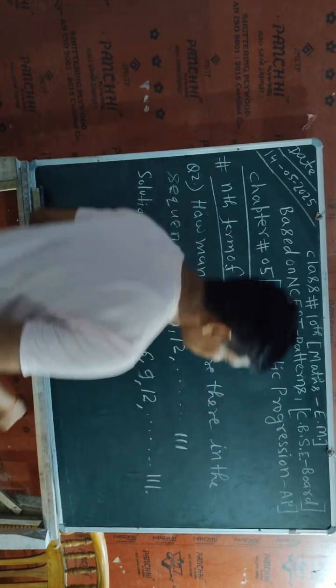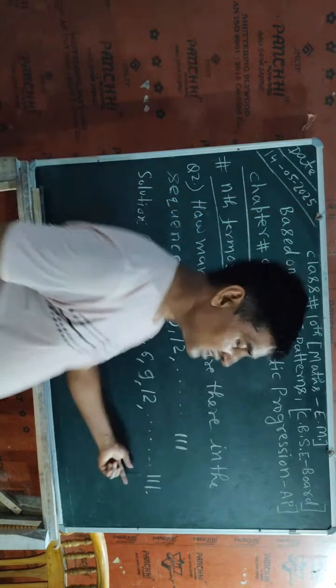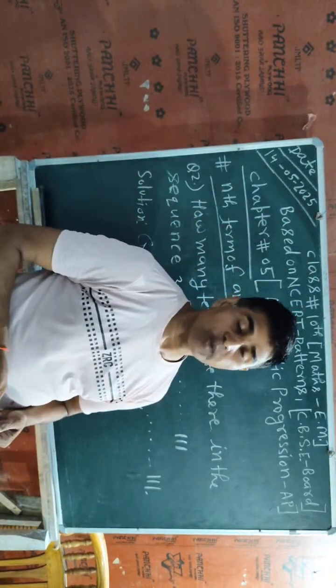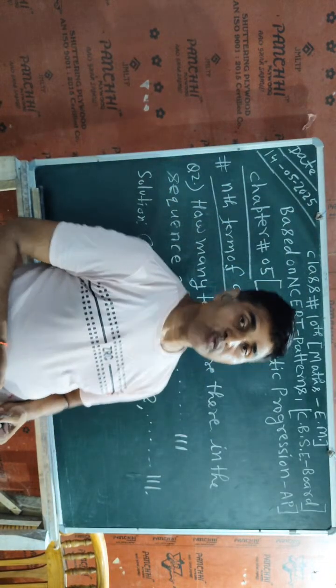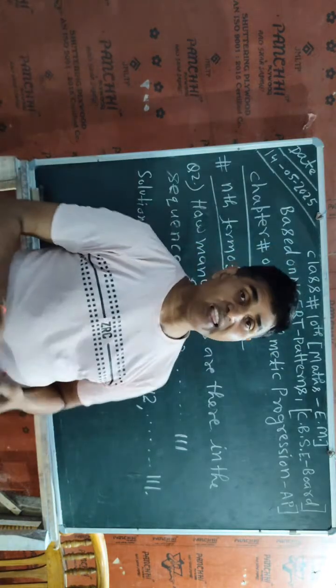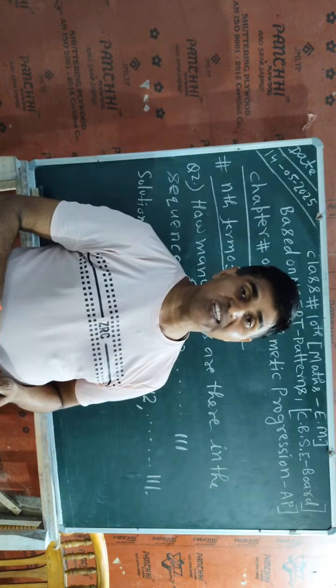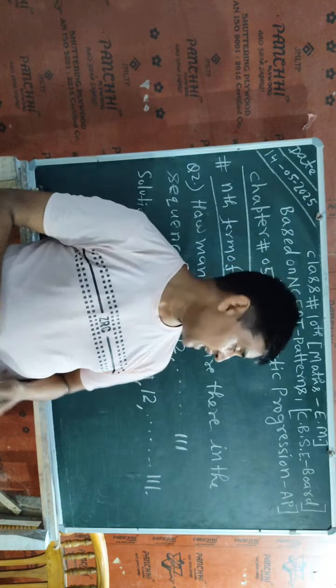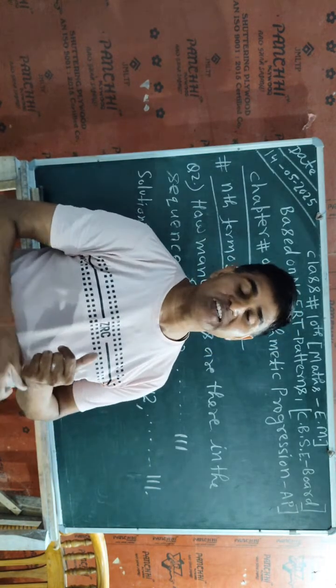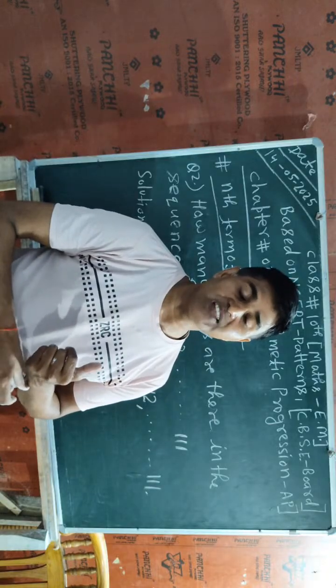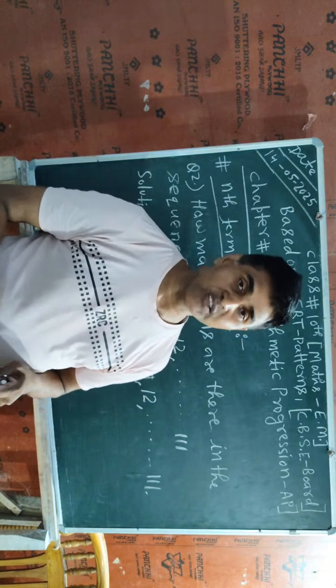The nth term is given as 111. Okay students, so this is the nth term. The nth term is also known as the last term. Already I have spoken with you about an is equal to l. L is the last term, and the nth term is also written by the formula an is equal to a plus n minus 1 into d.